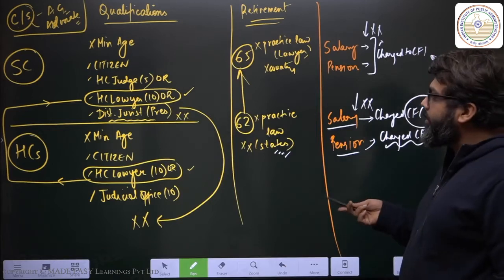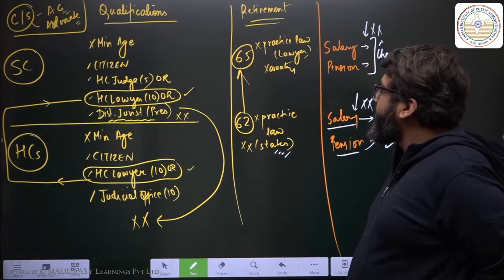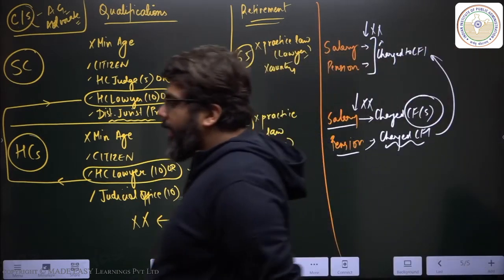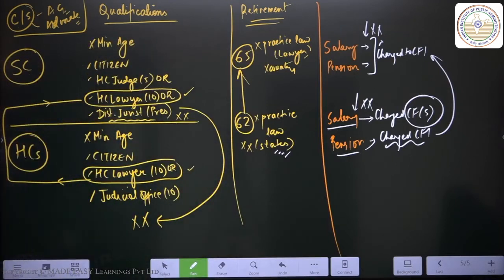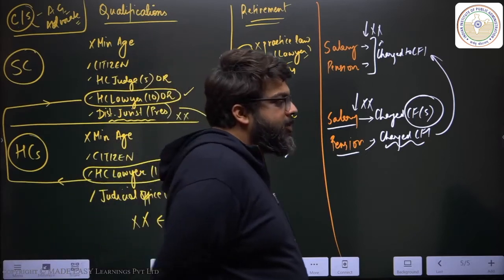Yes, High Court judges cannot practice law as a lawyer in the states where they've been High Court judges, and Supreme Court judges cannot practice law as a lawyer at any court in the country. Can they be arbitrators in an arbitration? Yes. Can they become chairpersons of bodies? Yes.